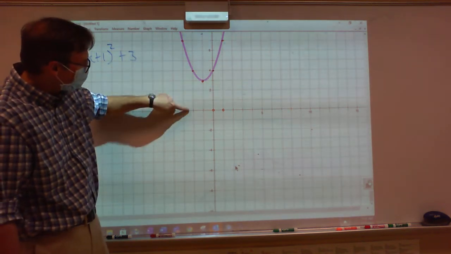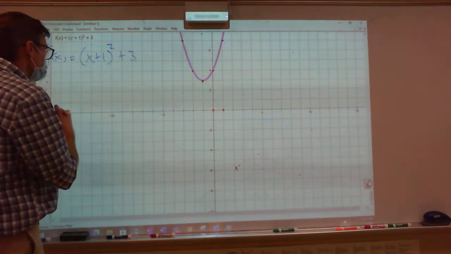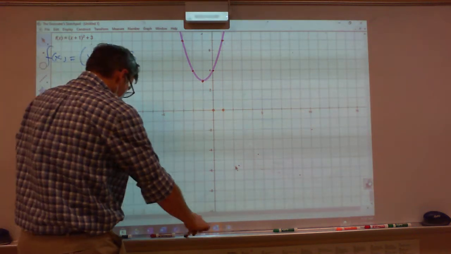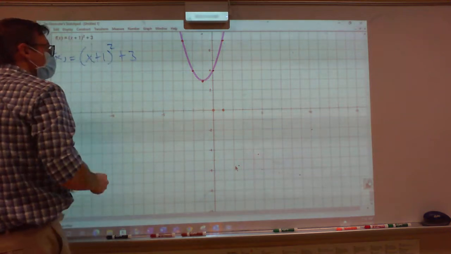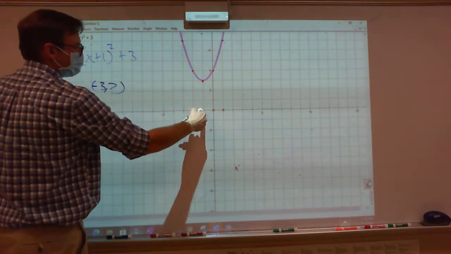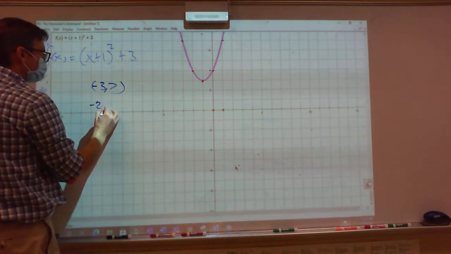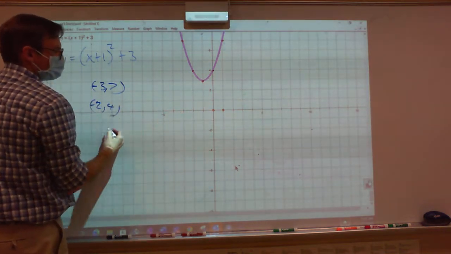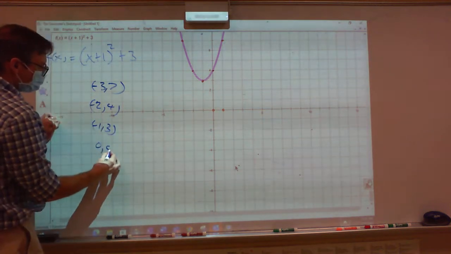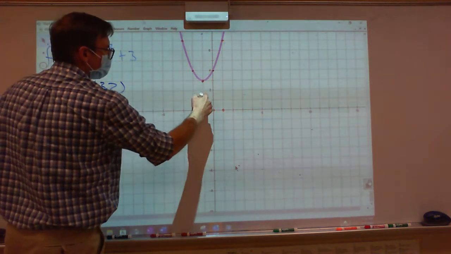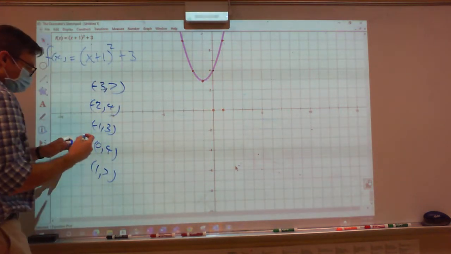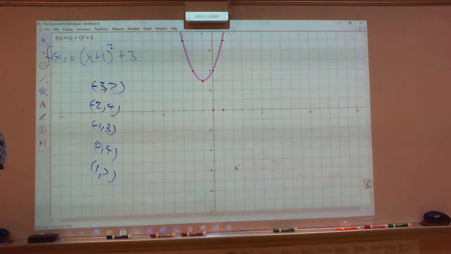Like this dot is -3, 7. Actually, I should color code this. So this is -3, 7. This point is -2, 4. This point is -1, 3. This is 0, 4. Let's see, that's 1, 7. So if I want my inverse, guess what I do?